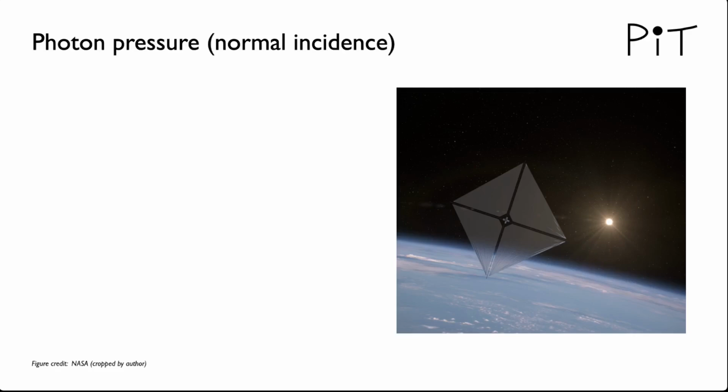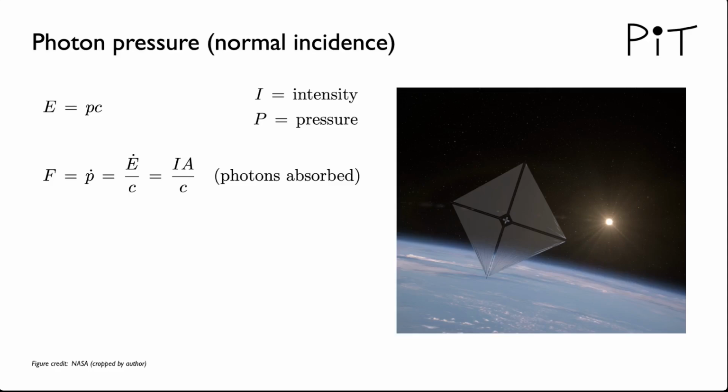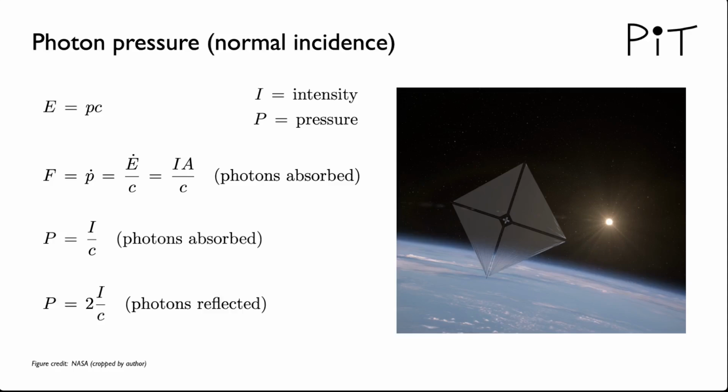The energy E and momentum p of photons are related by this expression, where c is the speed of light. If these photons are absorbed by a surface, then from Newton's second law, the force they exert on the surface equals the intensity of the light I, the power per unit area, times the area of the surface divided by the speed of light. As pressure is force per unit area, F over A, the pressure exerted by absorbed photons equals the intensity of the light divided by the speed of light. If instead the photons are perfectly reflected, then from conservation of momentum, the pressure is twice this, so 2I over c.